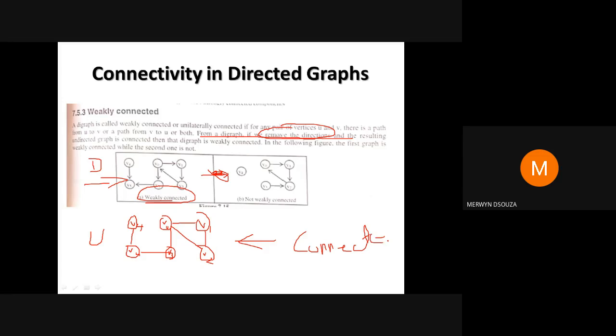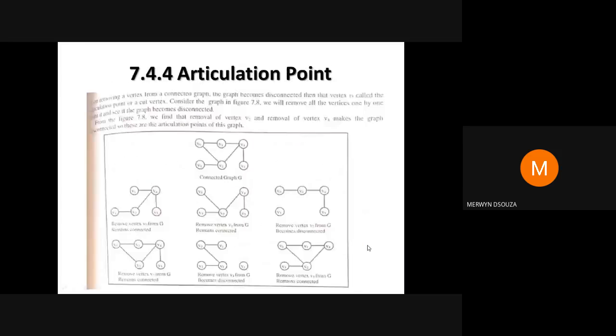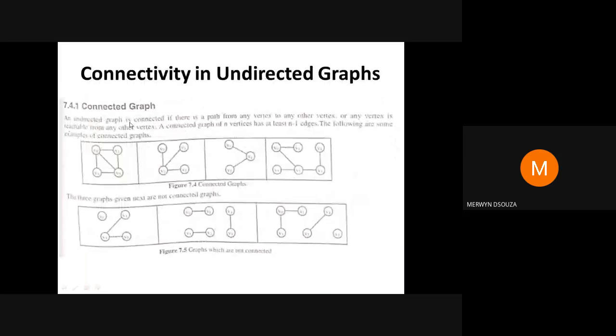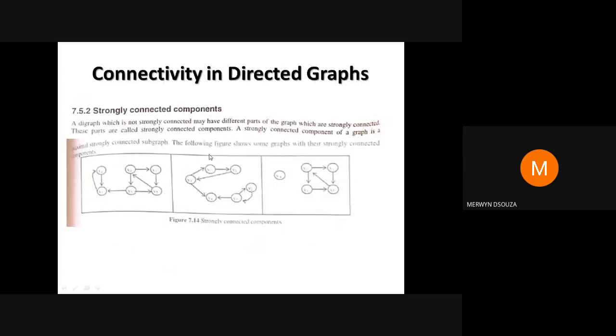We had seen the definition at the beginning of the lecture, what a connected graph is in an undirected graph. You can see this is the definition, connected graph in undirected. What we are saying is, there should be a path from any vertex to any other vertex, then it is a connected graph.